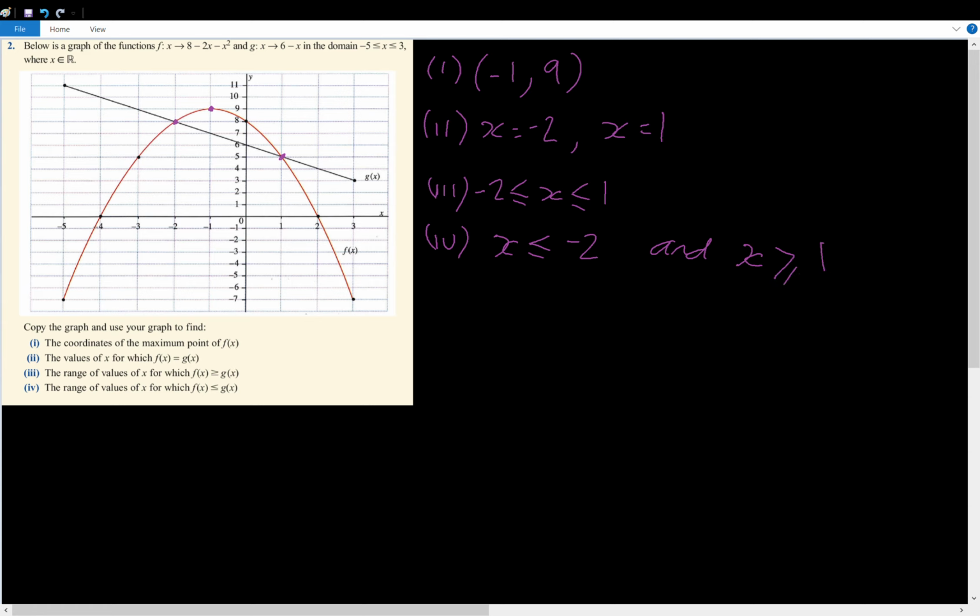Just to clarify, the reason that the range of values in part 3 is written as a range is because they're a continuous list of values, whereas the values to make the f of x be lower than the g of x are 2 separate values with a gap in between, which is why they're written as 2 separate inequalities. That is that.